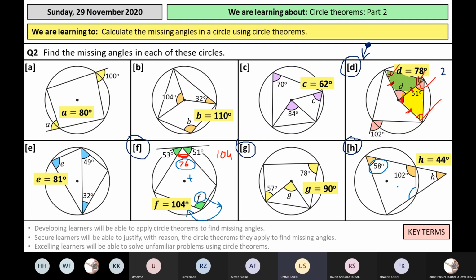180 minus 58 is 122. Is it coming 122? Yes, sir. Okay. Can you quickly find out this angle now? If the straight line is 180, you subtract 180 minus 122. What is the answer? 58. If it is 58, okay, can you find out this angle as well by subtracting 102 from 180 quickly?